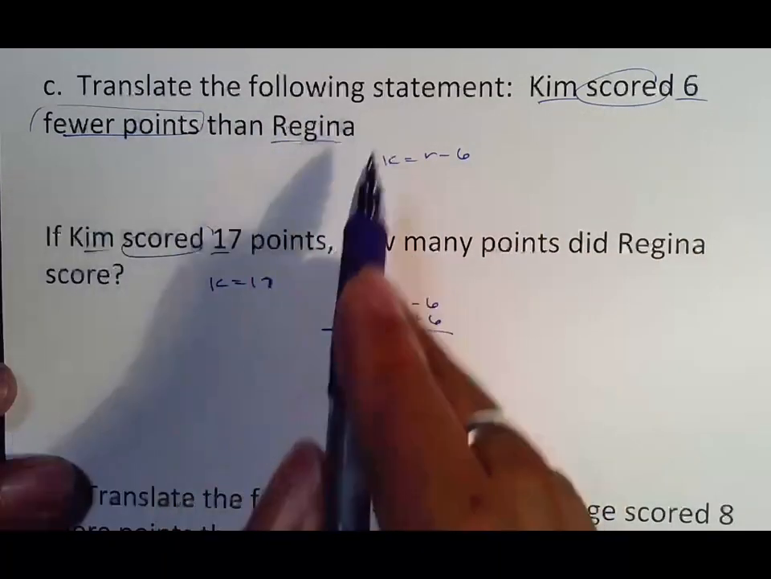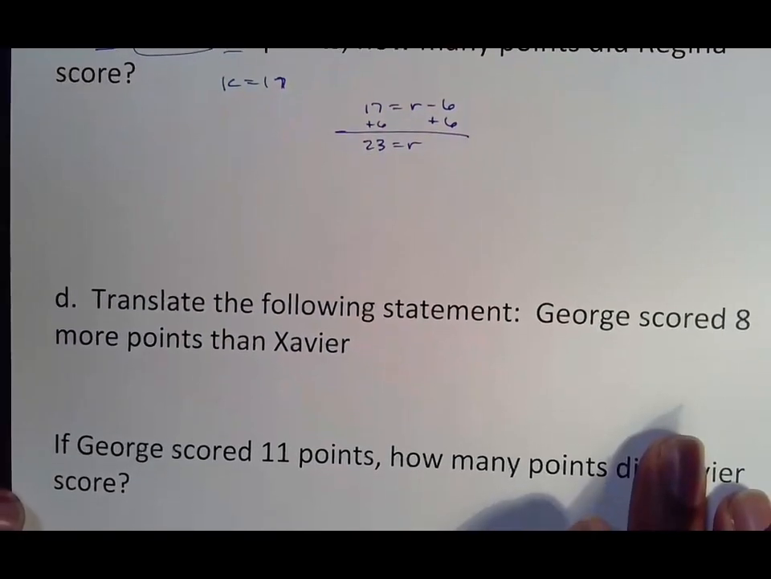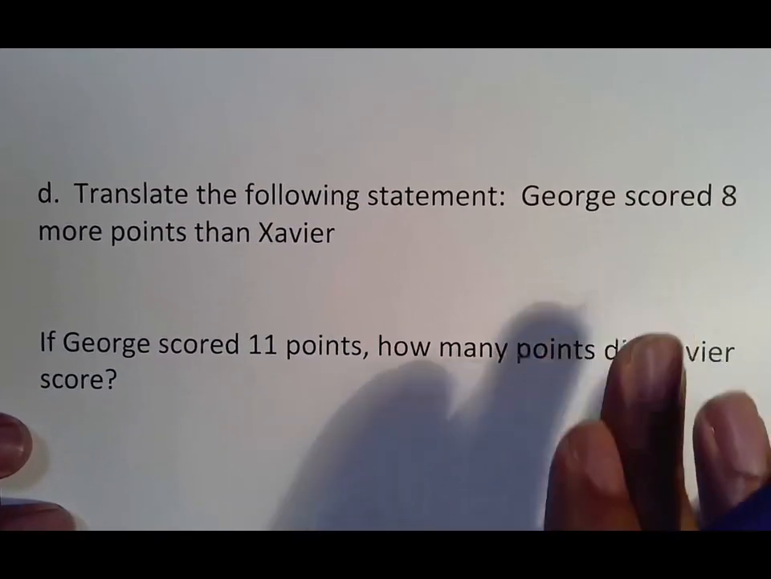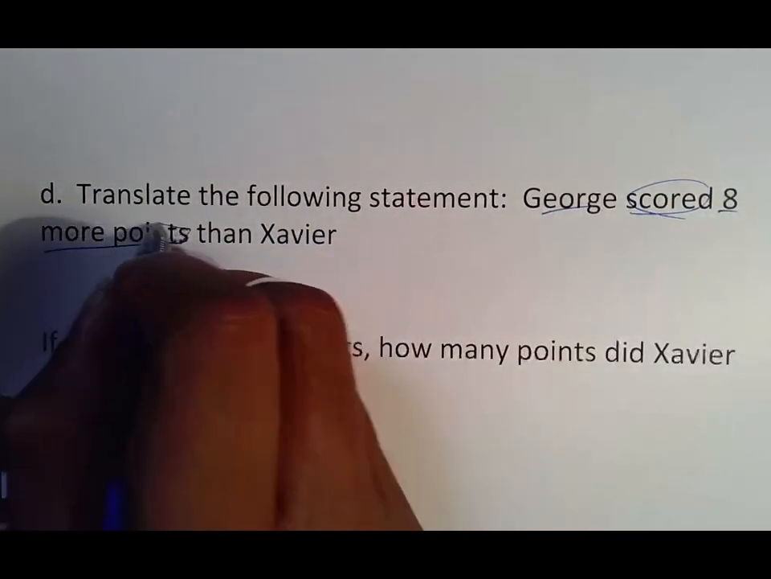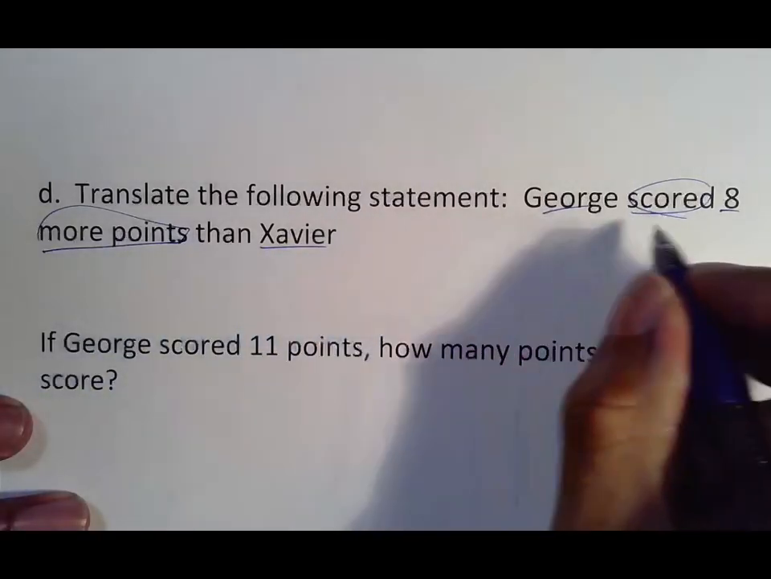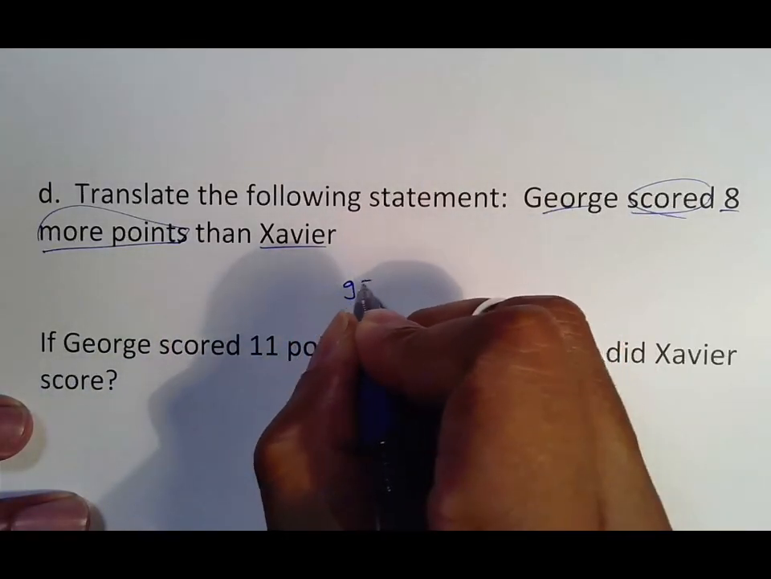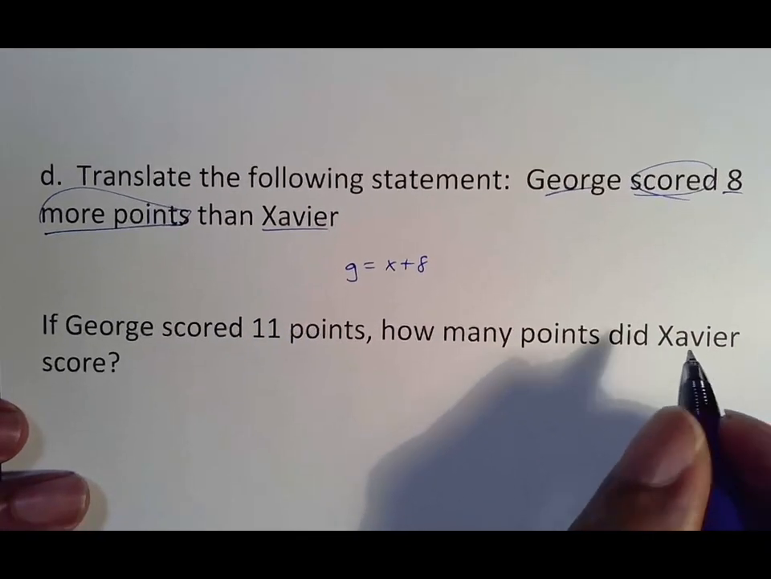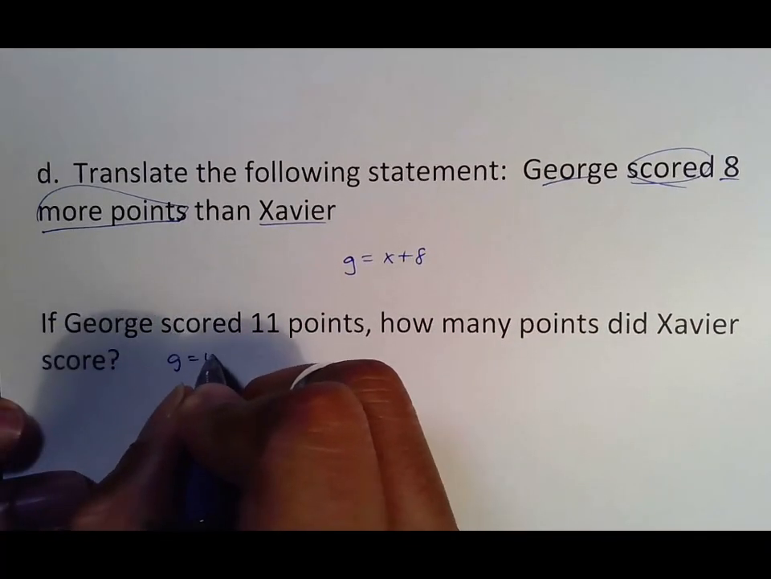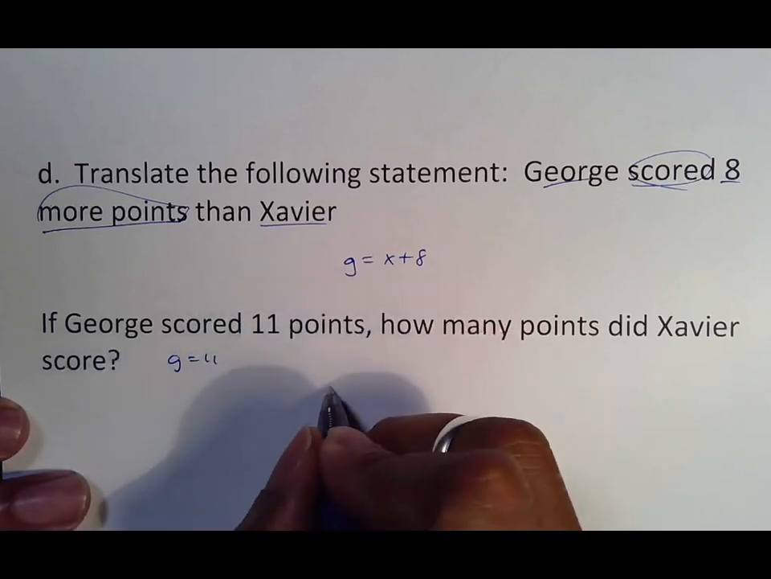Kim did score 6 fewer points than Regina, so it does make sense. George scored 8 more points than Xavier. Again, George scored, which is like our "is", 8 more points than Xavier, which means add 8 to Xavier's score. So George is Xavier plus 8 when we break that down. If George scored 11, that means that G is 11, so put 11 in for G.